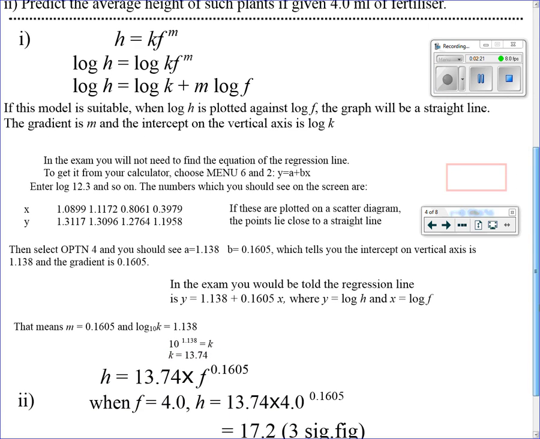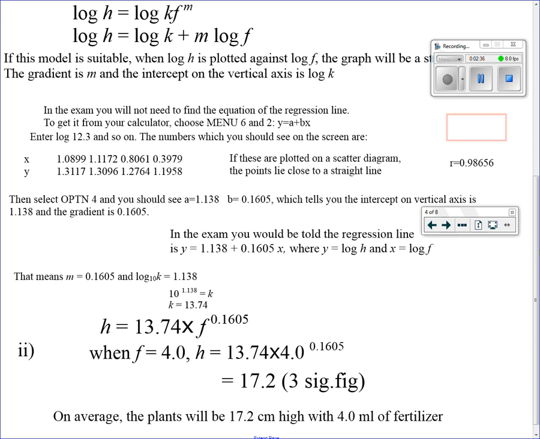If you then get the values of a and b for the regression line, you'll find a is 1.138, b is 0.1605, and so you can put these into the equation y equals a plus bx. In the exam, you'd be told the regression line is y equals 1.138 plus 0.1605x, where y is the log of h and x is the log of f.